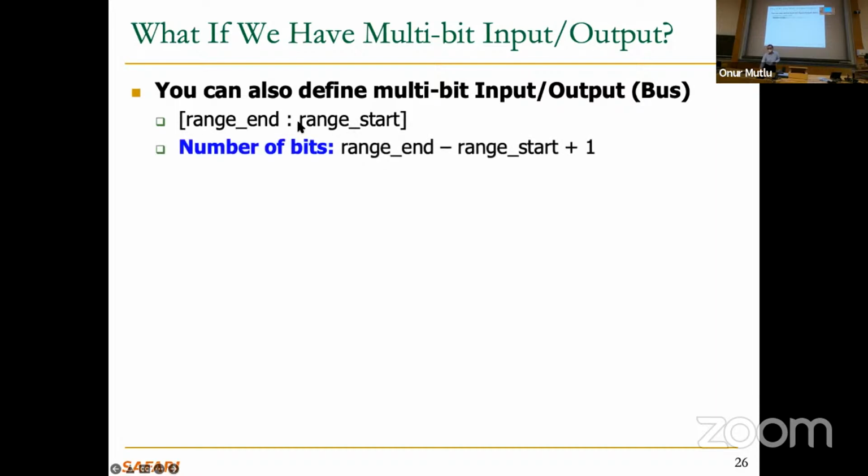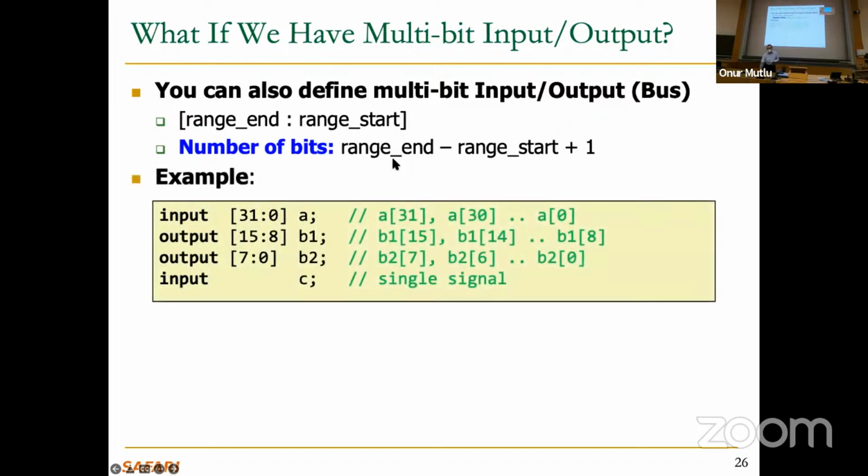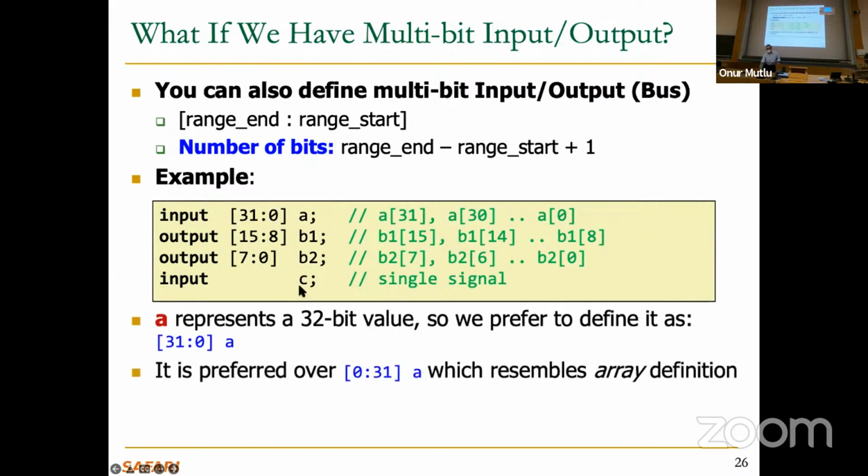Let's take a look at examples. The number of bits inside the input or output wires is the range end minus range start plus 1. For example, this A is now a 32-bit input. This B1 is now an 8-bit output. This B2 is also an 8-bit output. You can specify it as you like. And there's a single wire, basically a single-bit input. Okay, I already said this, I think.